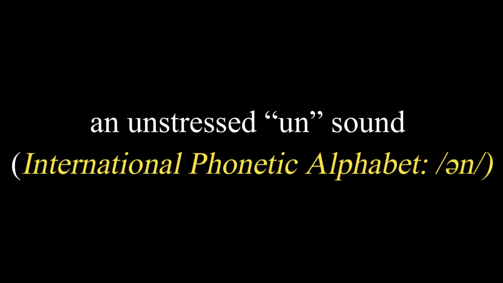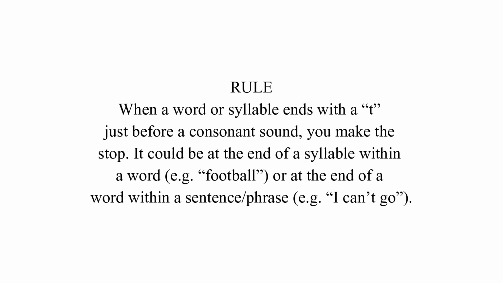The glottal stop occurs before an unstressed sound. For example, in the words bitten, beaten, button, certain, cotton, eaten, forgotten. There is a rule. When a word or a syllable ends with a T just before a consonant sound, you make the stop. It could be at the end of a syllable within a word, for example, football, or at the end of a word within a sentence or phrase, for example, I can't go.